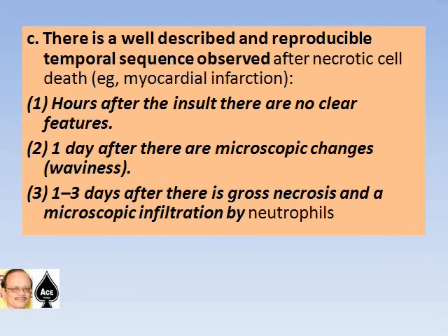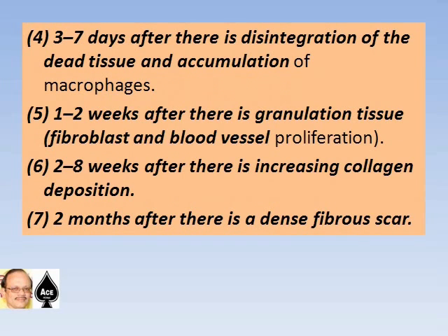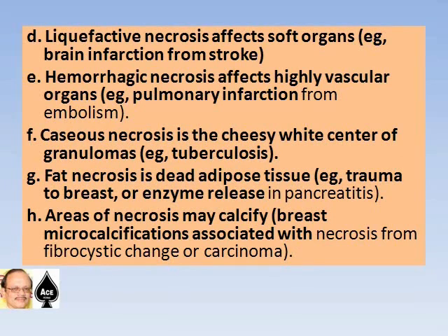There is a well described and reproducible temporal sequence observed after necrotic cell death like myocardial infarction. Hours after the insult, there are no clear features. One day after, there are microscopic changes like waviness. 1 to 3 days after, there is gross necrosis and microscopic infiltration by neutrophils. 3 to 7 days after, there is disintegration of the dead tissue and accumulation of macrophages. 1 to 2 weeks after, there is granulation tissue, fibroblast and blood vessel proliferation. 2 to 8 weeks after, there is increasing collagen deposition. 2 months after, there is a dense fibrous scar.